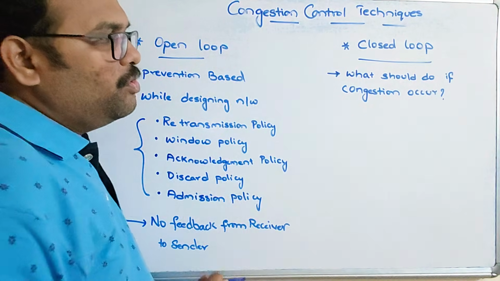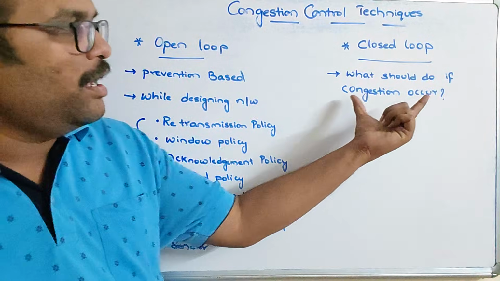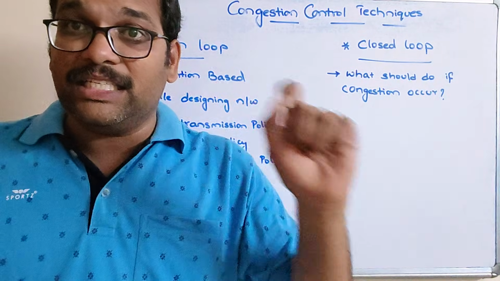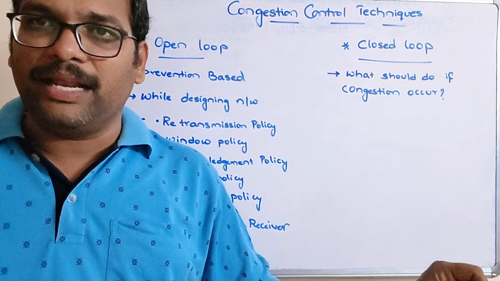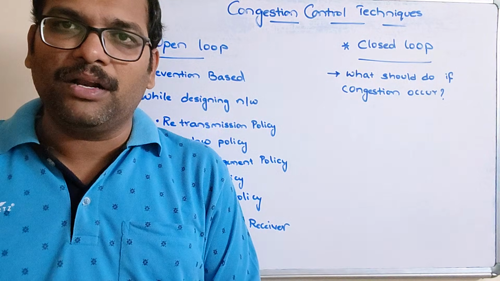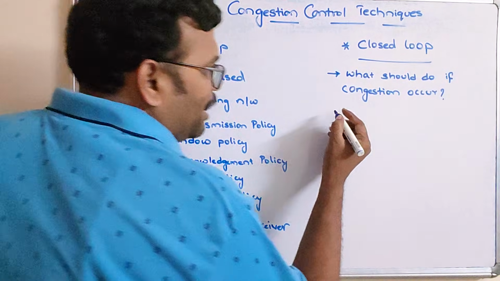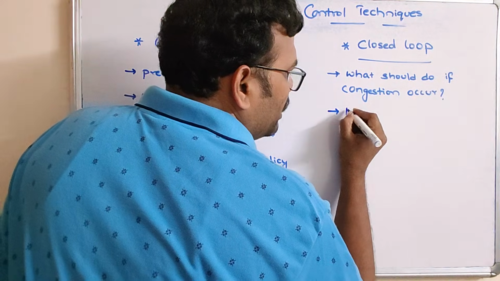And coming to the closed loop, here what we are saying is, what should we do if the congestion occurs? That means the congestion has already occurred in the network. That means heavy traffic in the network. Now what do we have to do, right? So here automatically there will be a feedback.